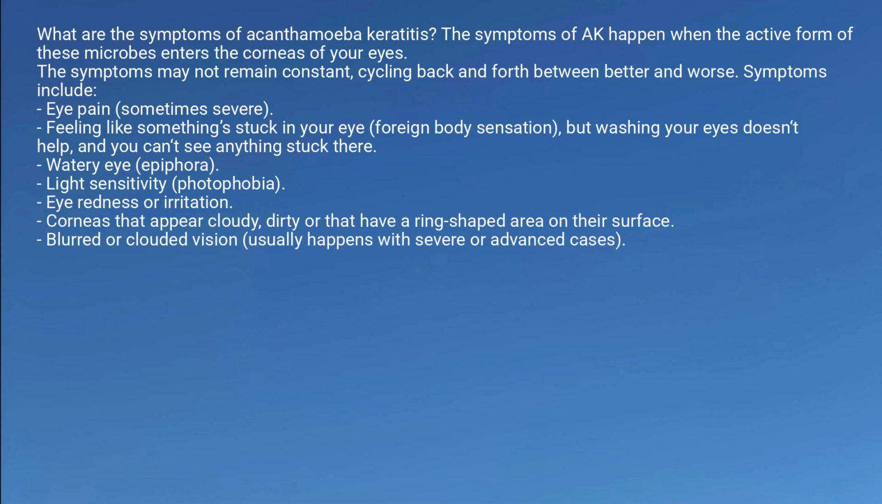Symptoms and causes. What are the symptoms of Acanthamoeba keratitis? The symptoms of AK happen when the active form of these microbes enters the corneas of your eyes. The symptoms may not remain constant, cycling back and forth between better and worse.